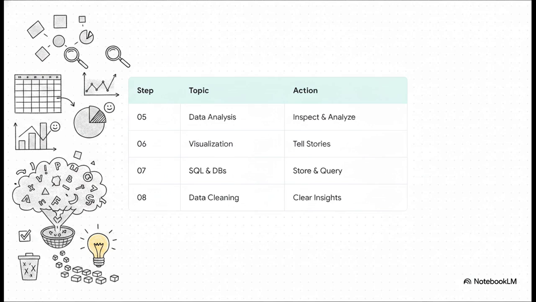In step 5, we use tools like NumPy and Pandas to really inspect and analyze our raw data. Then step 6 is data visualization, learning how to take spreadsheets full of boring numbers and turn them into compelling visual stories. Step 7 covers SQL and databases because, well, you have to know how to store and query the massive amounts of data that AI runs on. And then step 8, data cleaning and pre-processing.